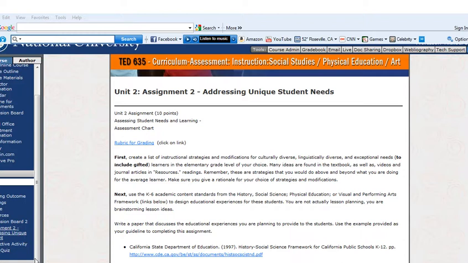Your assignment, Unit 2, Assignment 2, requests that you first create a list of instructional strategies and modifications for the cultural, linguistic, and exceptional needs, and include gifted learners in that, in the elementary grade level of your choice, K through 6. Many ideas are found in the textbook, as well as videos and journal articles in the resources readings. And the resources are over on the left side of the home page.